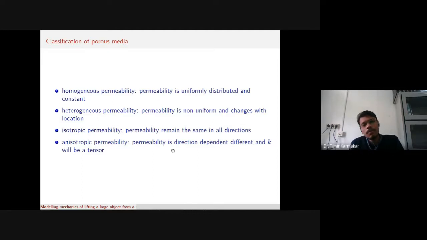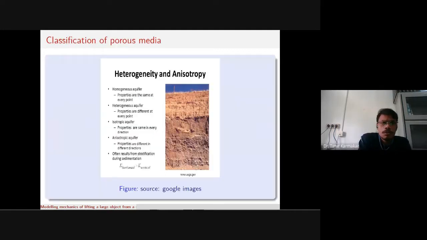So in real life, we will get the fourth one very much, because in most porous media, the permeability will depend on the direction. So in this work also, we will talk about this anisotropic permeability and how it impacts the total breakout process or the lifting process from the porous seabed. So now heterogeneity and anisotropy. Heterogeneity, as I discussed, depends on the position, and anisotropy means it depends on the direction.